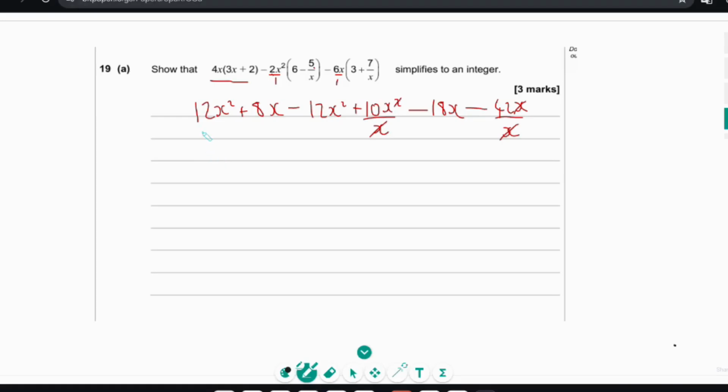Now we need to simplify. 12x squared minus 12x squared disappears. 8x plus 10x is 18x. Minus 18x minus 42. What we're left with: 18x minus 18x is 0. So the integer we're left with is negative 42.